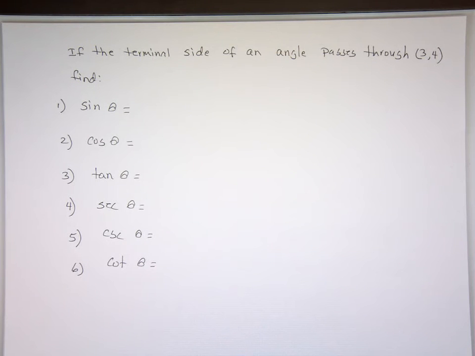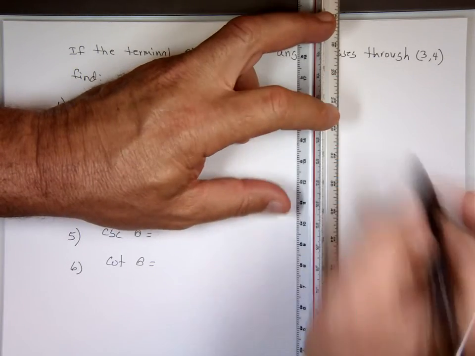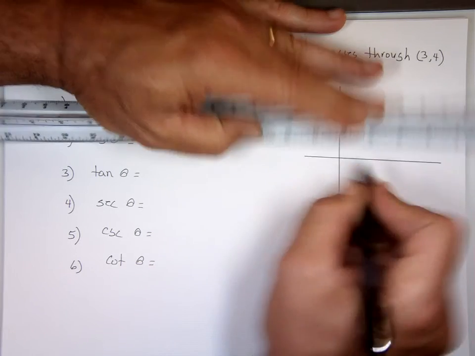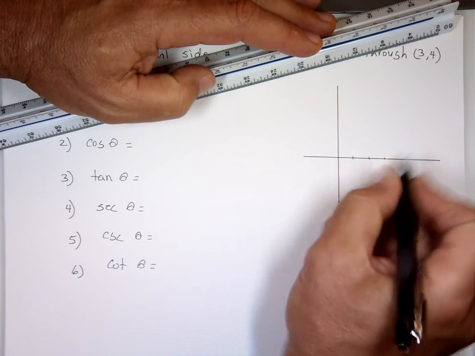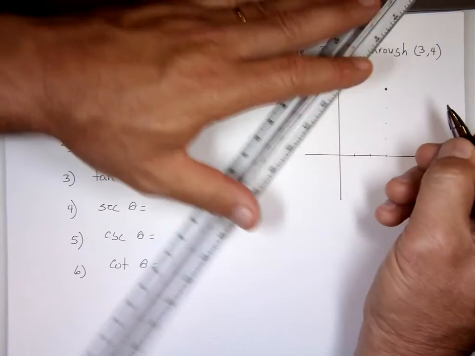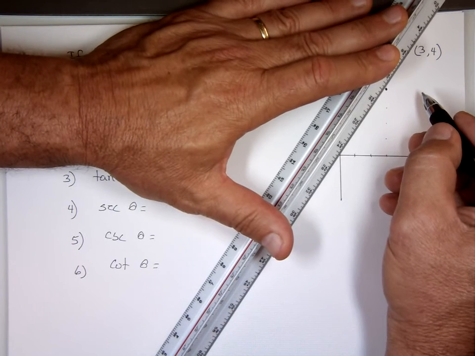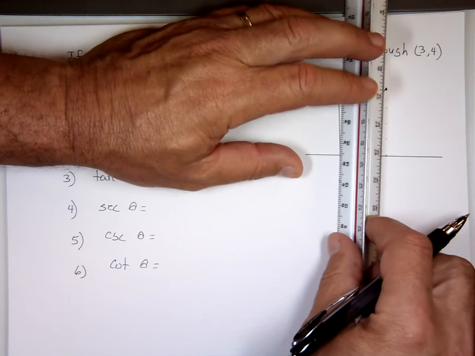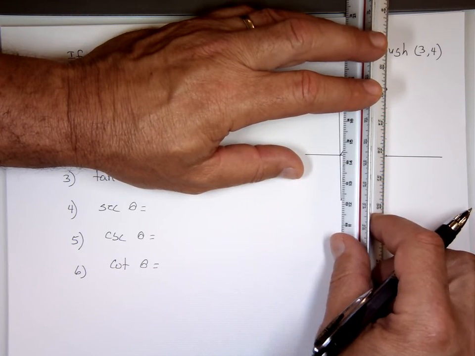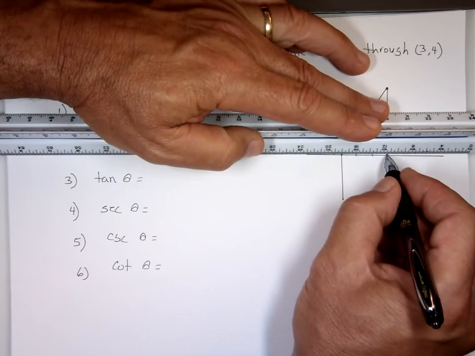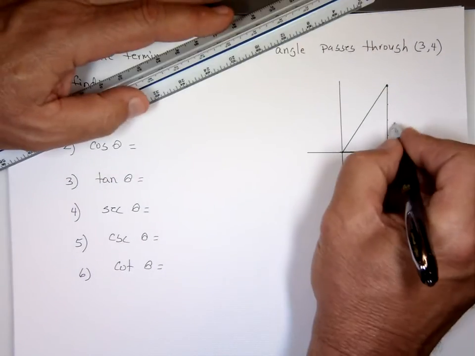So let's see. Let me draw a picture there. Maybe it'll help us visualize what we're talking about. 3 comma 4. You're going to go 3 units in the x direction and 4 up. Somewhere there. That's 3, 4. So if you complete your triangle, you know this is 4 and that's a 3.